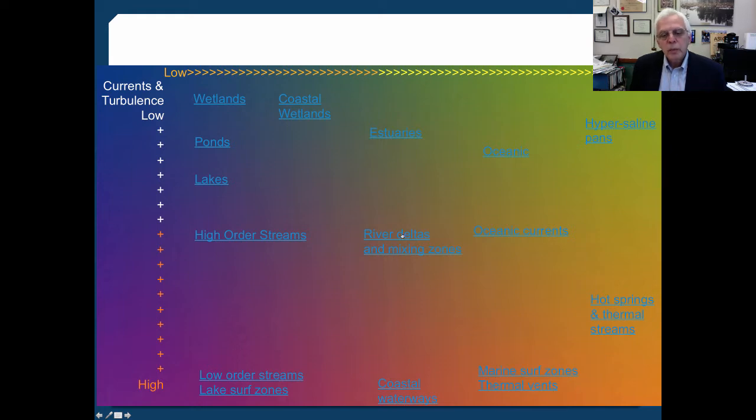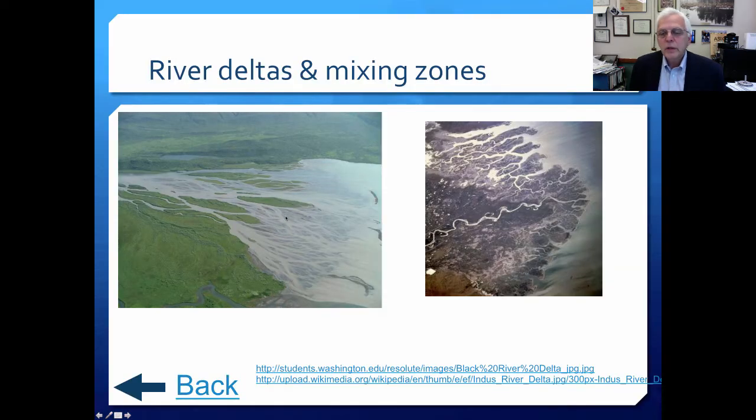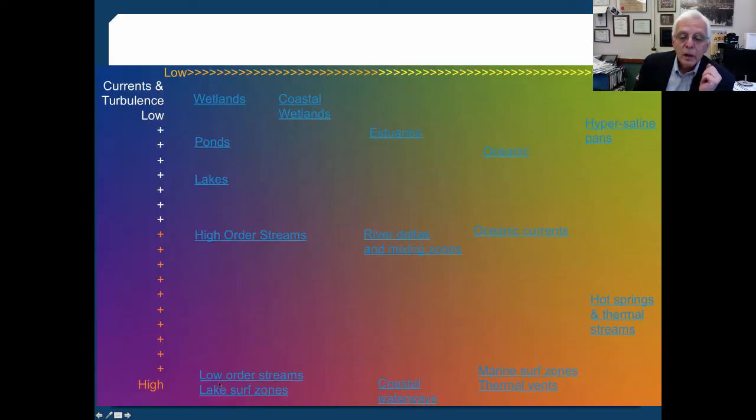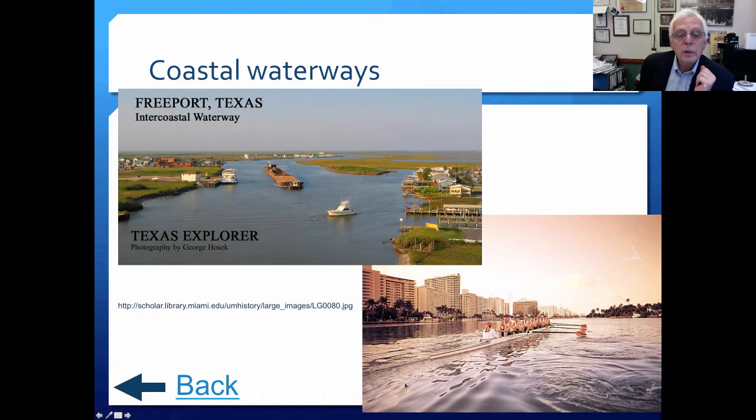Now, getting a little bit more turbulent, we move up to river deltas. River deltas, as you can see, will also be of intermediate salinity, but in fact will have a substantial amount of turbulence as the water flows into the marine and coastal zones. And then moving a little bit higher into the coastal waterways, some of these are very turbulent indeed, often due to wave action and boating and a variety of other things. Here we have a couple of coastal waterways. They tend to be quite turbulent, but also of intermediate salinity.